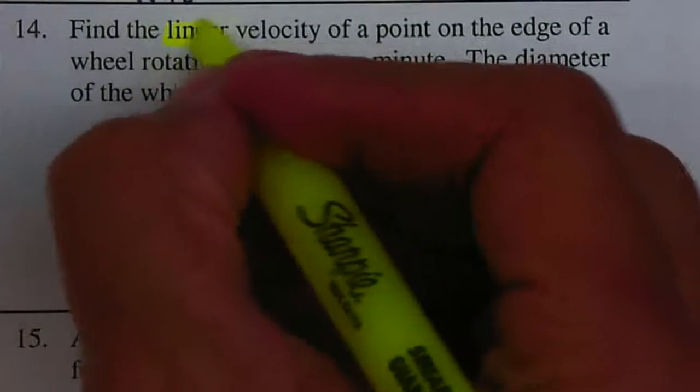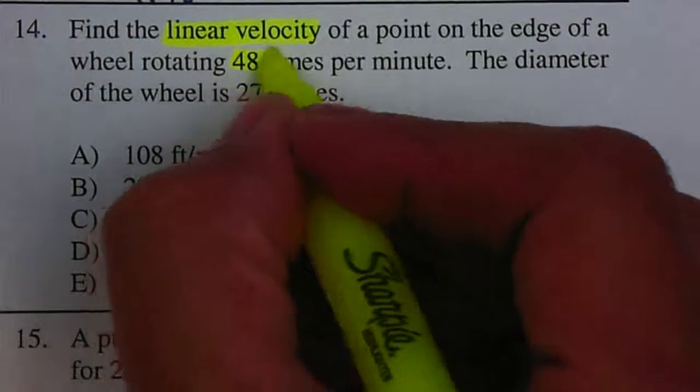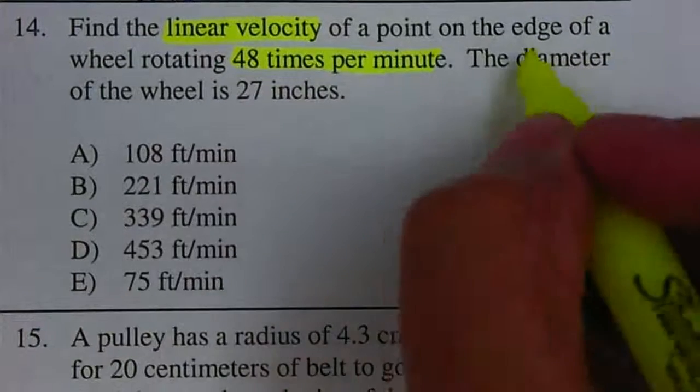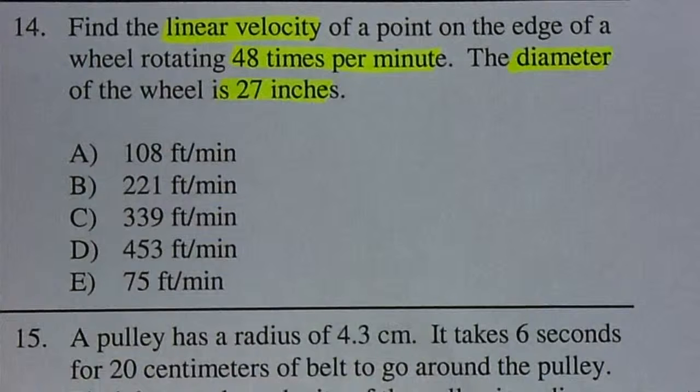Find the linear velocity of a point on the edge of a wheel rotating 48 times per minute. And they tell you that the diameter of the wheel is 27 inches. So first you need to think, okay, what is it asking for? They're asking for the linear velocity.